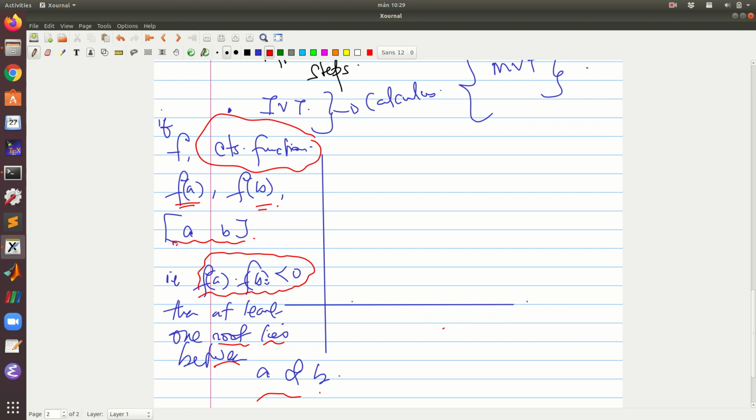So if this function here is continuous, and somewhere the value of the function is positive and somewhere else it is negative, then we can be sure that this function at least crossed the x-axis here. It crossed the x-axis, i.e. it has a root. It crossed the line y equals 0, the x-axis. In other words, this is the root, it contains at least a root.